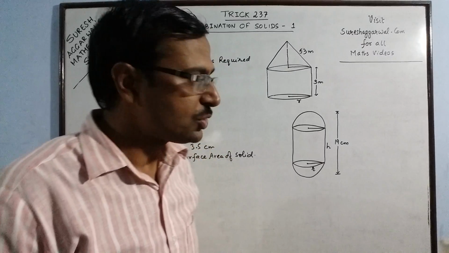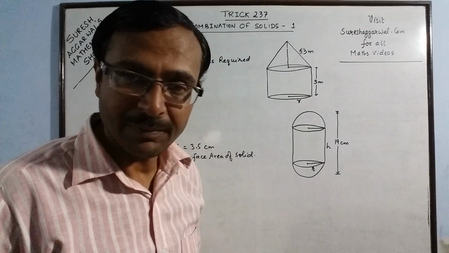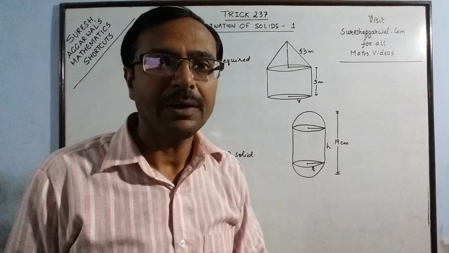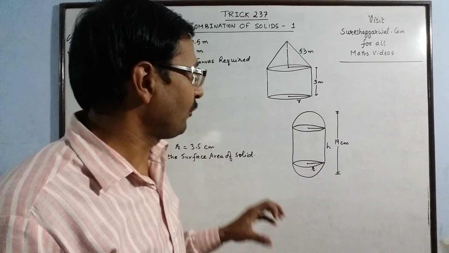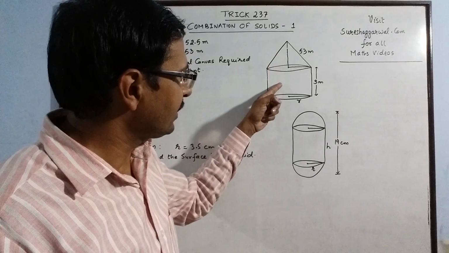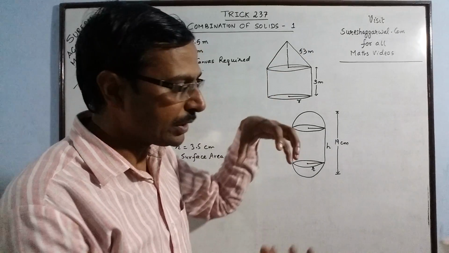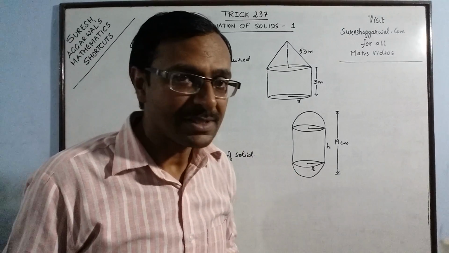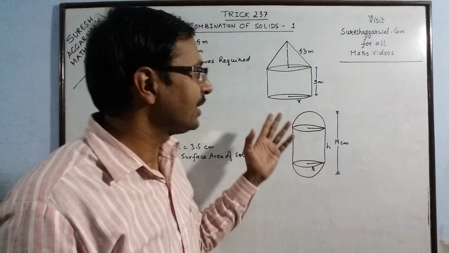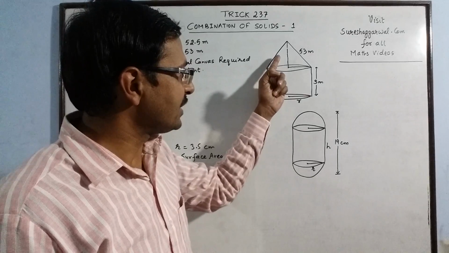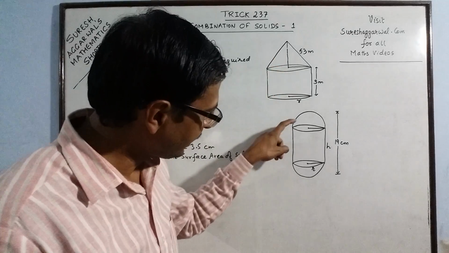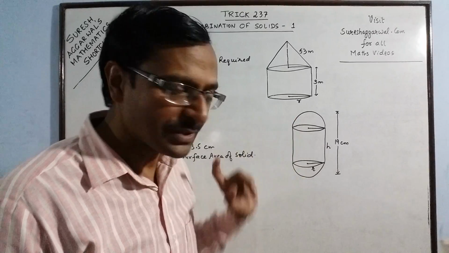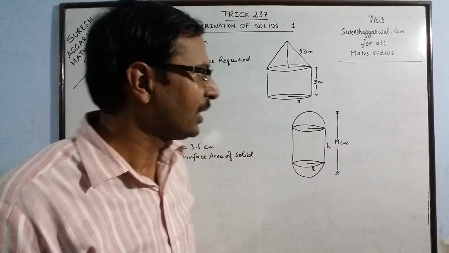First thing you should remember is that all the figures which are combined have a common radius. Obviously when a cone and a cylinder are fitted together perfectly one above the other, they need to have the same radius. If they have different radii, then obviously this will not fit into this. Here also, the radius of the hemispheres and the radius of the cylinder are the same.